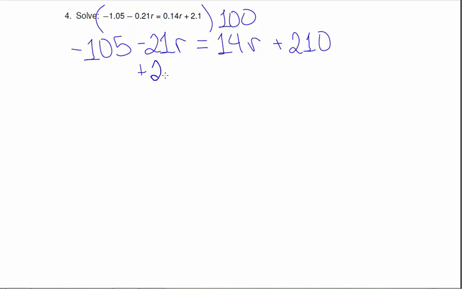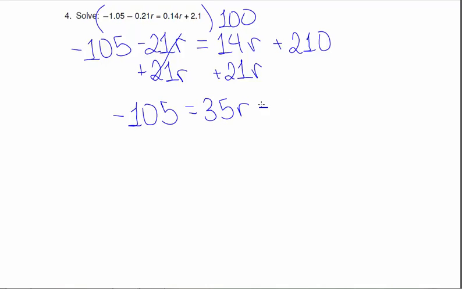And I'm going to add 21r to do this. If you add it to one side, you'll need to add it to the other. So on the left, the variables cancel, and I'm left with minus 105. On the right, 14r plus 21r is 35r plus 210.